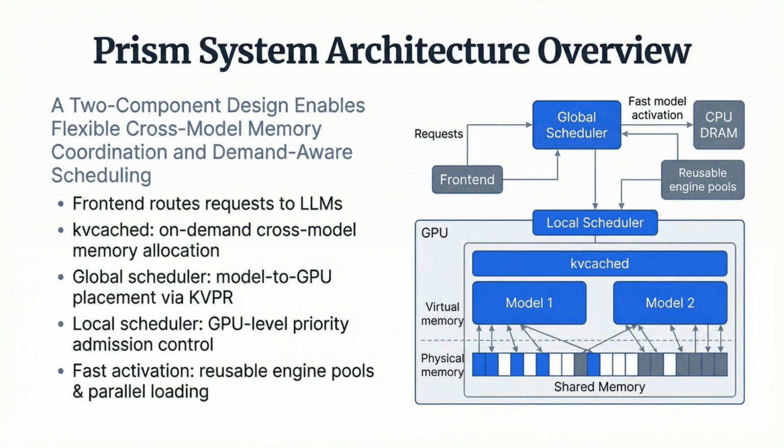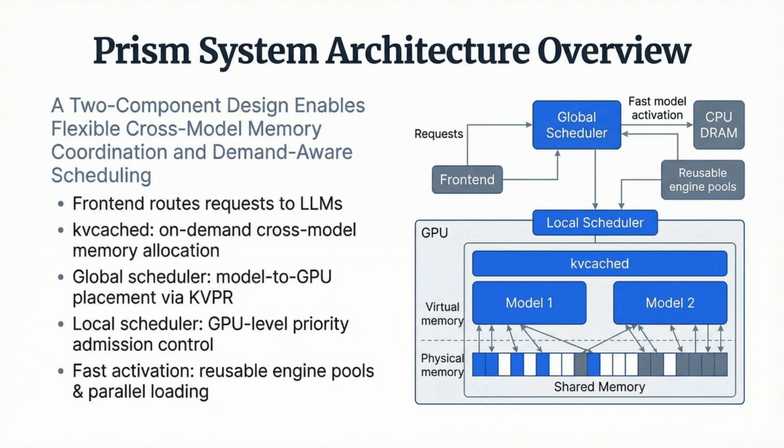Prism's architecture is built on two core innovations. First, KV Cached provides on-demand memory allocation, decoupling virtual and physical GPU memory for dynamic redistribution. Second, a two-level demand-aware scheduling policy dynamically adjusts sharing strategies. A global scheduler places models across GPUs, and a local scheduler manages a shared request queue. Together, these components allow Prism to combine space and time sharing effectively.